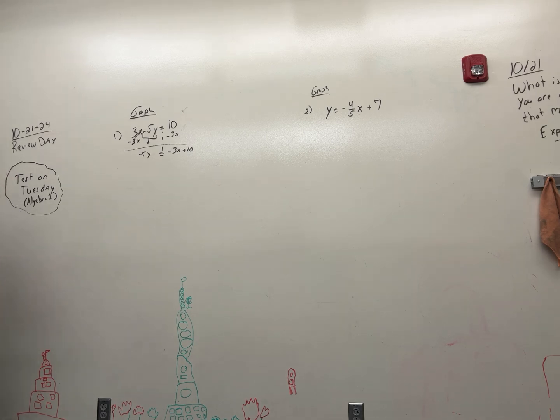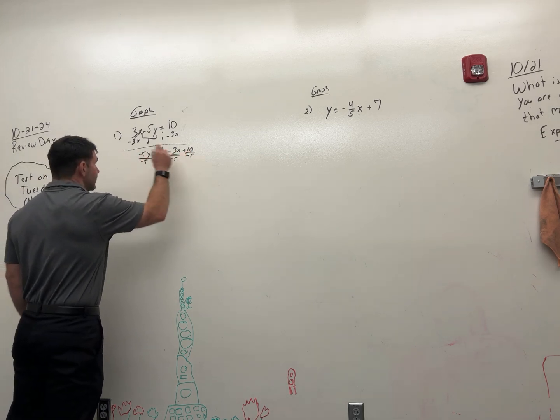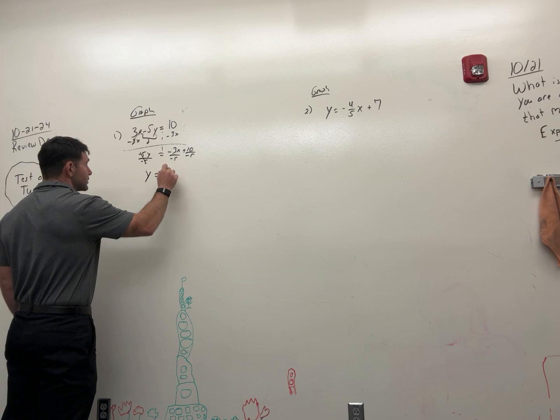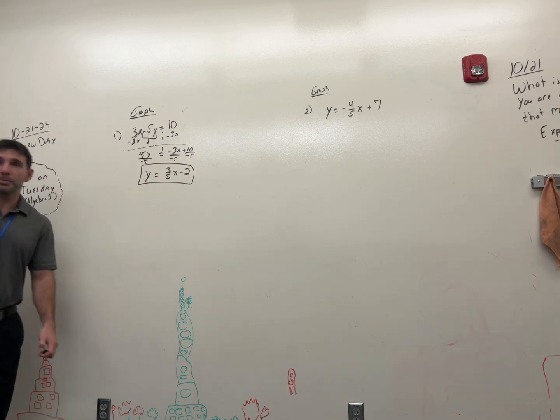Still with me there? Huzzah! I divide by negative 5. From everything, that leaves me y equals 3/5 x minus 2. Okay, so now we have slope-intercept form.